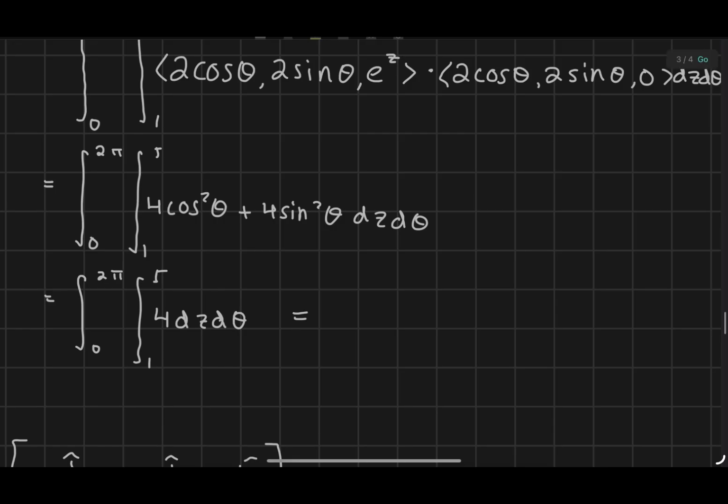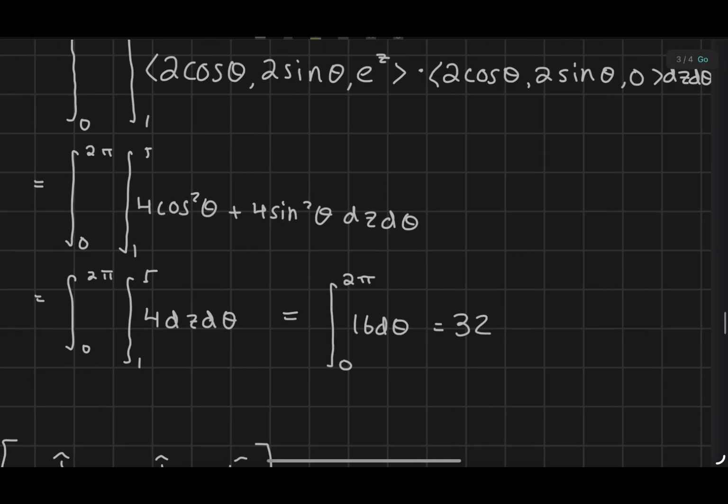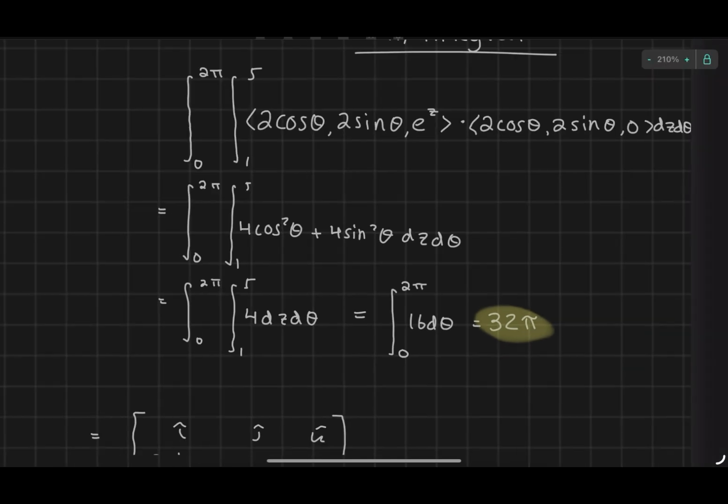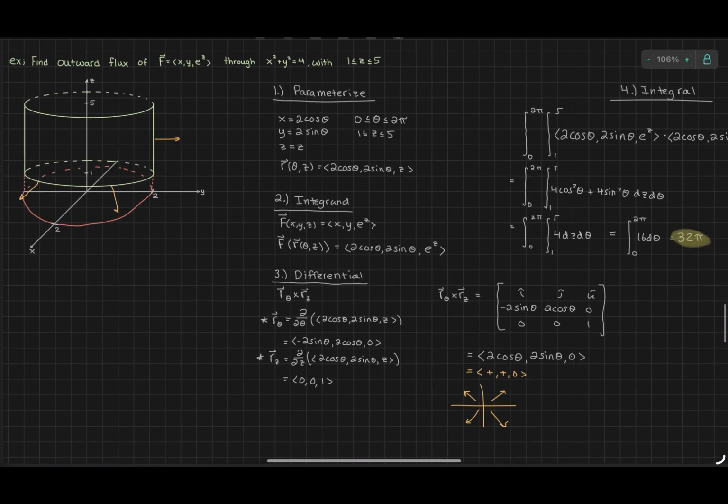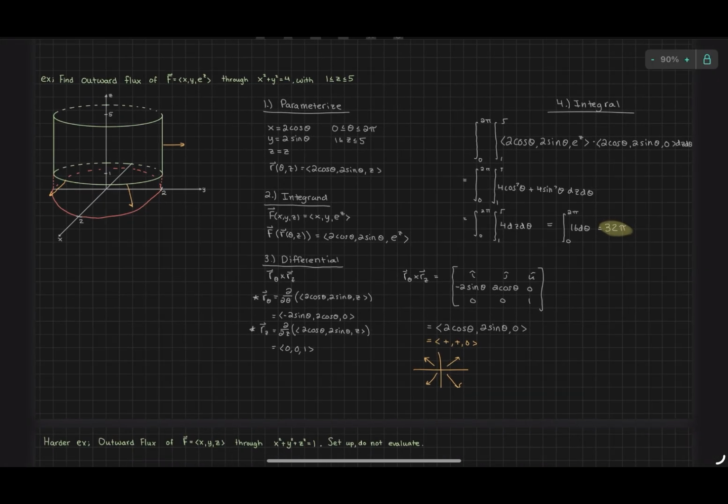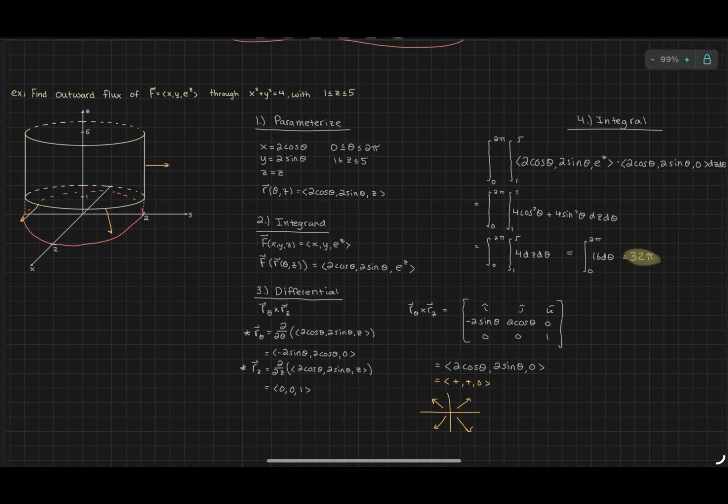Doing a step in my head, this is going to be 4z evaluated from z equals 5 to z equals 1. So we're going to have 20 minus 4, which is going to equal 16. So we're going to have the integral from 0 to 2 pi of 16 d theta, which is going to equal 32 pi. And that is the outward flux of our vector field through x squared plus y squared equals 4, with z between 1 and 5.